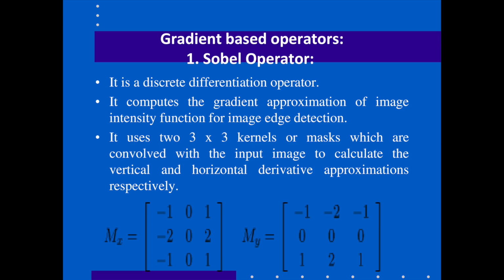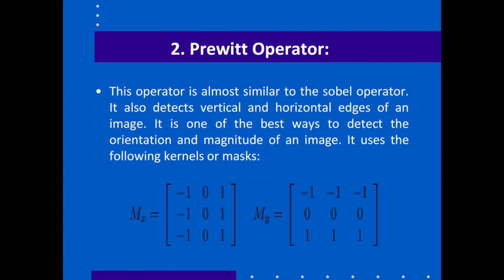Mx is equal to minus 1, 0, 1, minus 2, 0, 2, minus 1, 0, 1, whereas My along the vertical axis is given as minus 1, minus 2, minus 1, 0, 0, 0, 1, 2, 1. The second one is the Prewitt operator, which is almost similar to the Sobel operator. It detects vertical and horizontal edges of an image, and it is one of the best ways to detect the orientation and magnitude of an image.